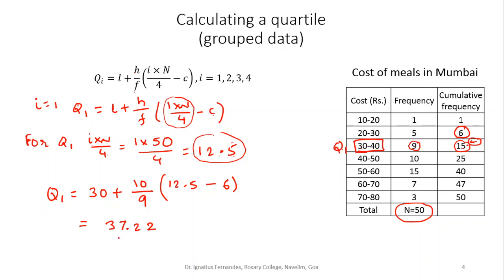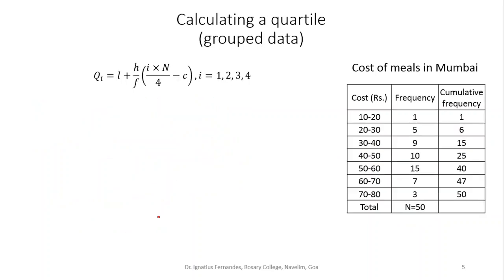So Q1 is equal to 37.22. What you are saying is that 25% of the restaurants have their cost of meals less than rupees 37.22. So the remaining 75% of values are more than rupees 37.22. Now in the same way, let us say I want to find Q2 and Q3.